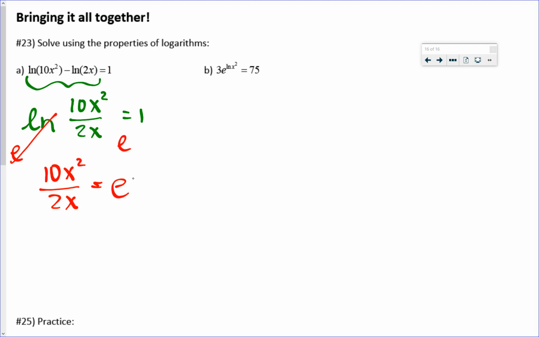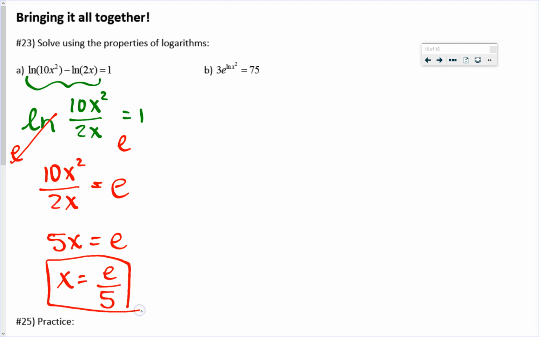I'm going to now simplify my fraction because 10x squared divided by 2x is 5x. So now I have 5x equals e. I want x by itself because that's the variable, so I'm going to divide by 5. I get e divided by 5, and that's how I'm leaving my answer. Leave e in your answer. E is a number. It is Euler's number. We would stop right there.